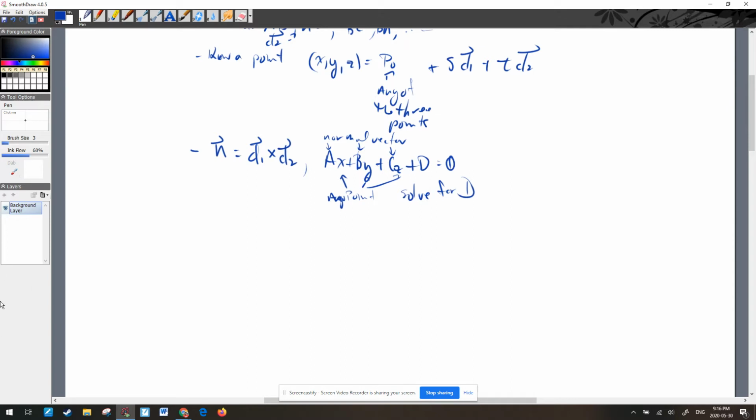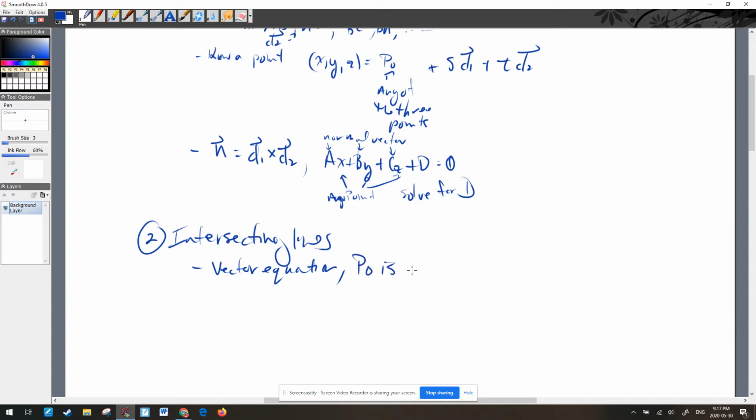How about case 2? And that is the intersecting lines. Well, the vector equation is pretty much a gimme, right? So the intersecting lines vector equation is trivial. So for the vector equation, P naught is a point. It doesn't always have to be, but normally it is a point. It can be any of the points. If you know that these two lines intersect, then, Bob's your uncle, you're good to go.